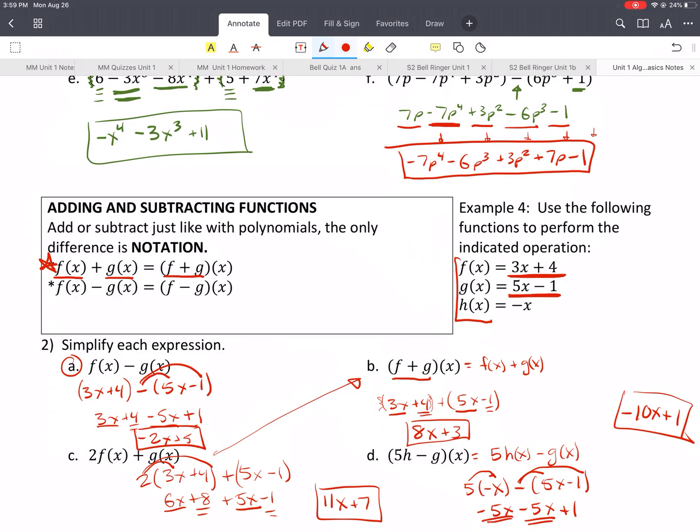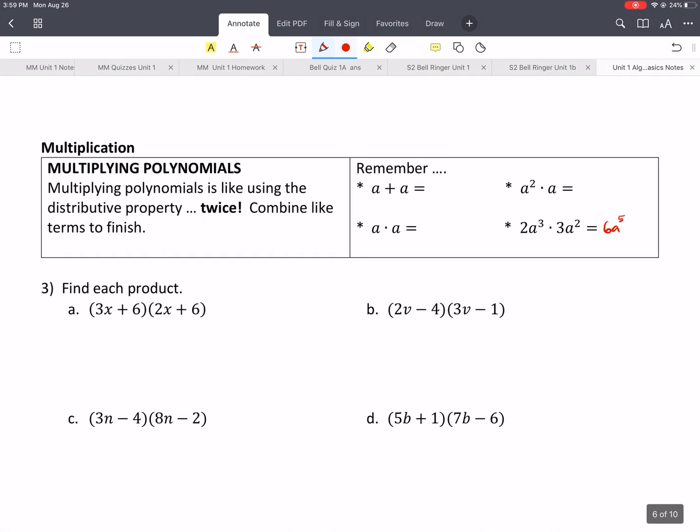Okay? All right, so that's adding and subtracting functions. Now we're going to do multiplication. All right, so we multiply polynomials using the distributive property, but we end up doing it twice. So last time, if we only had the 6 and did 2x plus 6, we would distribute like that.